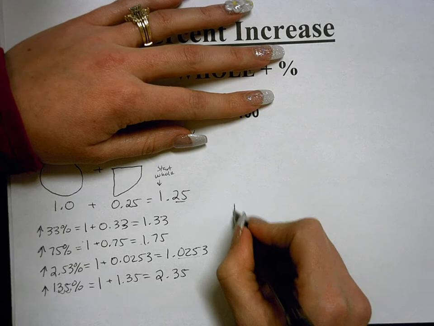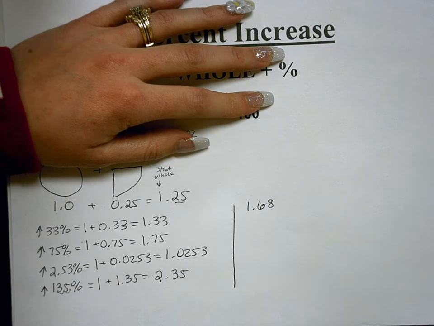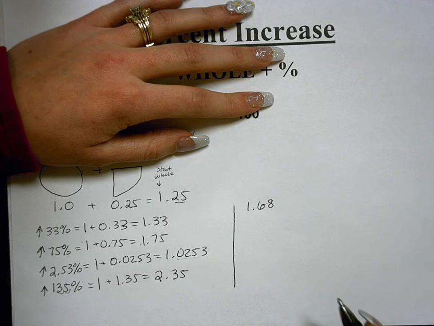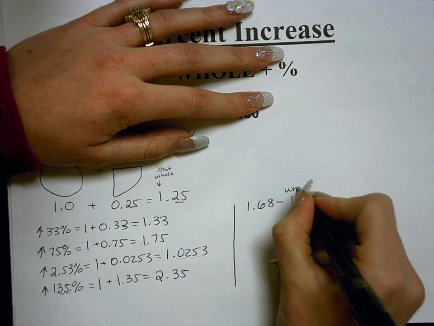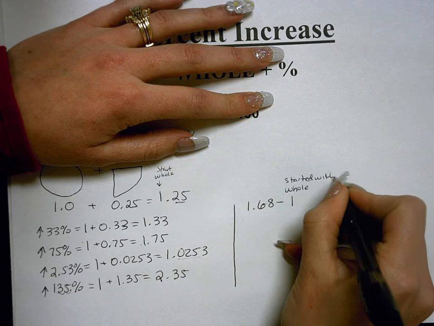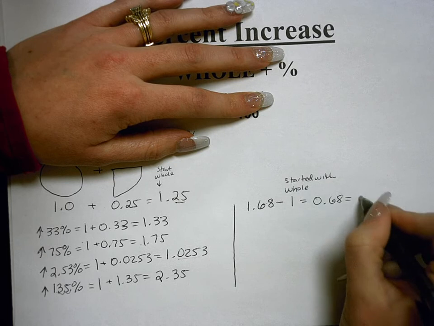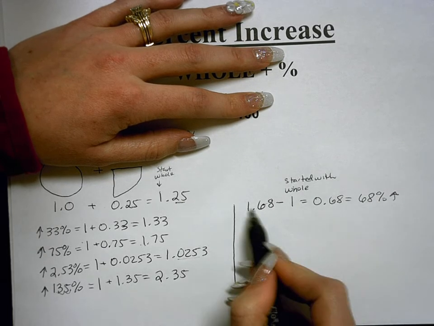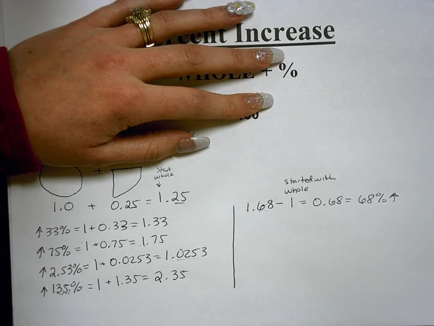Now let's say you have a decimal, like 1.68, and we want to work backwards. We want to say, okay, if we have 1.68, how much of a percentage increase would that be? Well, to determine that, we take away 1, or the original whole, what we started with. And when we do that, we're left with 0.68, and we convert that to a percentage, and we're left with 68%. That results in a 68% increase. So 1.68 is the same thing as a 68% increase. That's our whole, and that's a 68% increase.